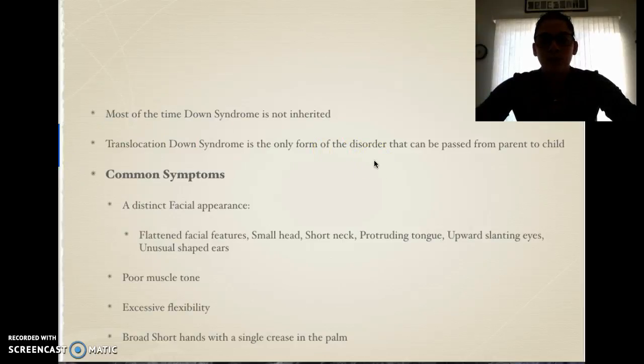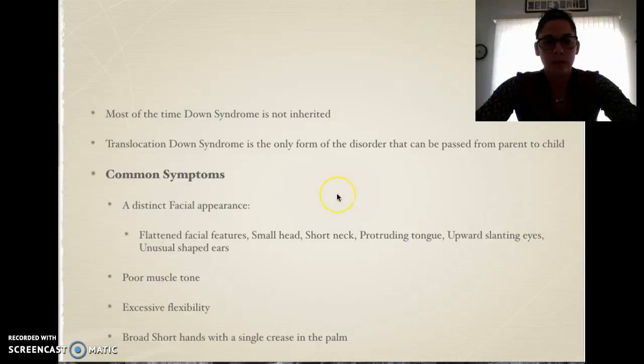Most of the time, Down syndrome is not inherited. Translocation Down syndrome is the only form of the disorder that can be passed from parent to child. Only about 4% of children with Down syndrome have translocation, and only about half of those children inherit it from one of their parents.